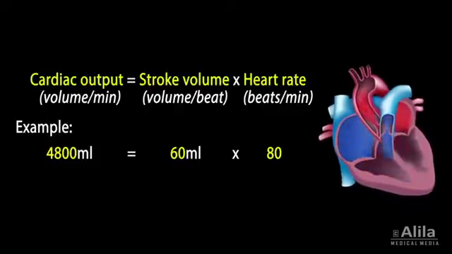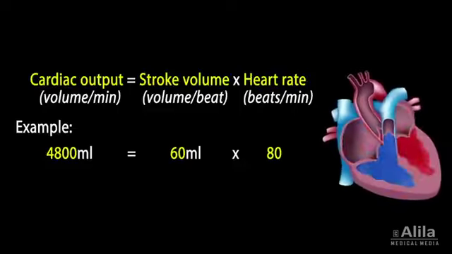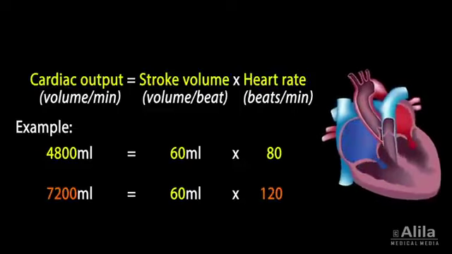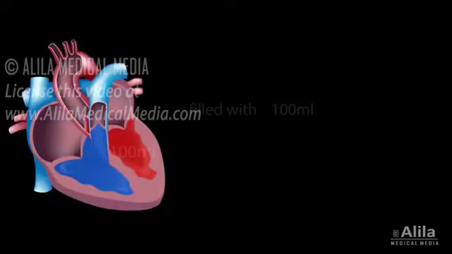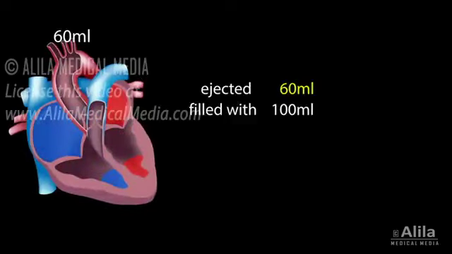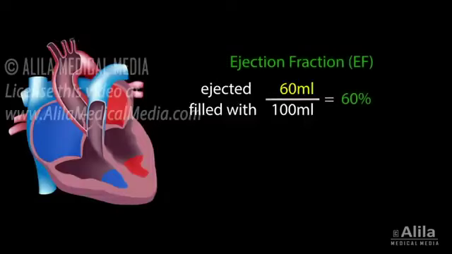For example, during physical exercise, the heart beats faster to put out more blood in response to higher demand of the body. It is noteworthy that the ventricles do not eject all the blood they contain in one beat. In a typical example, a ventricle is filled with about 100 milliliters of blood at the end of its load, but only 60 milliliters is ejected during contraction. This corresponds to an ejection fraction of 60%.